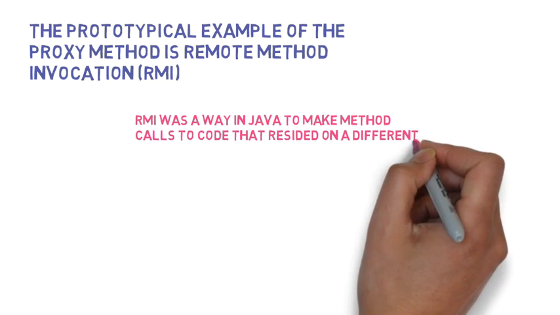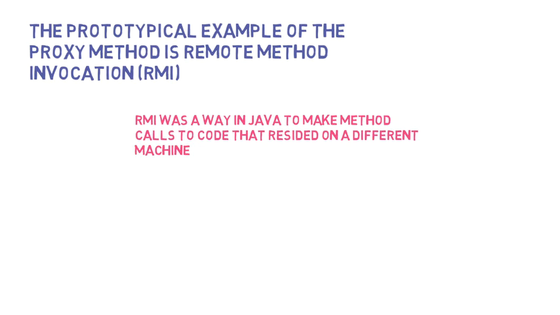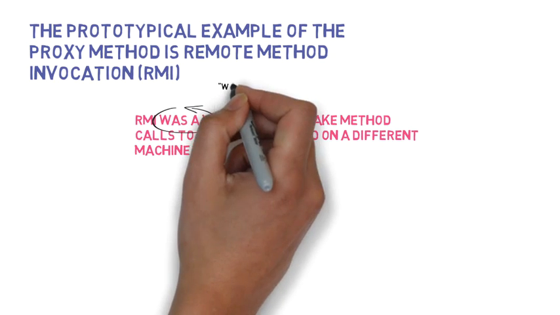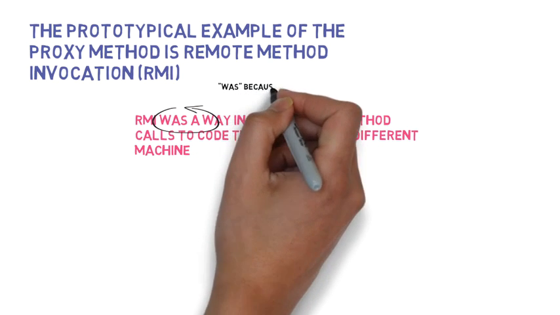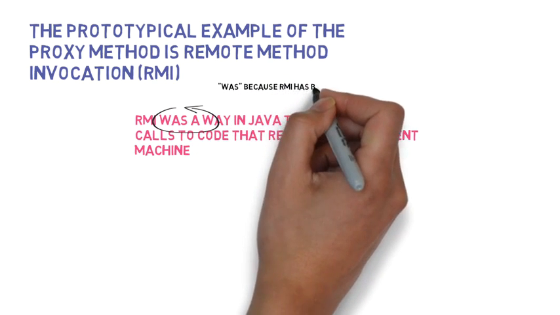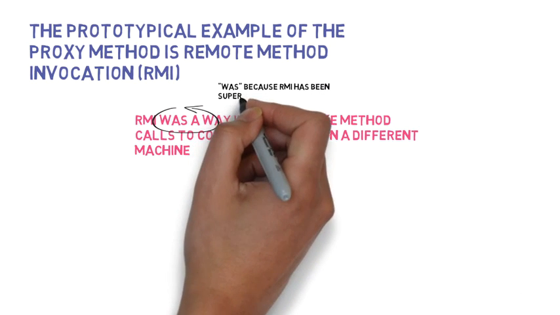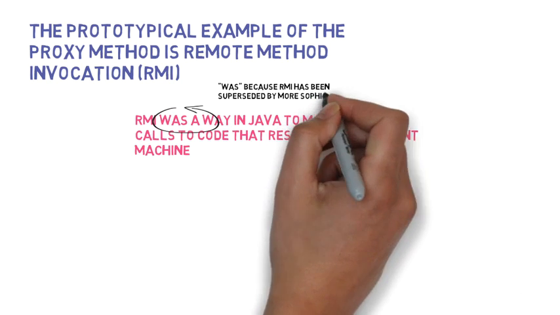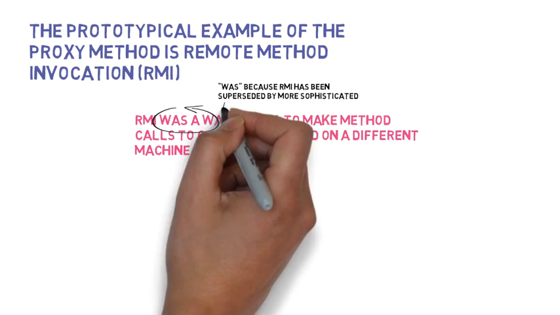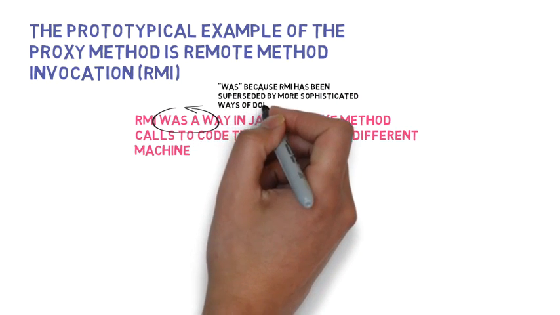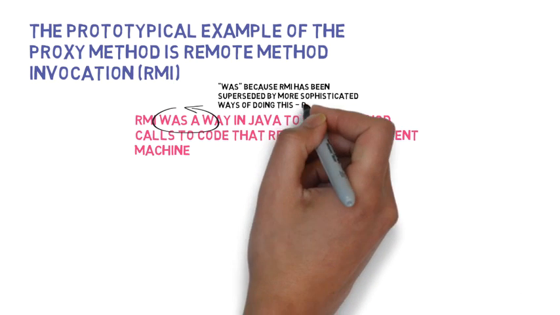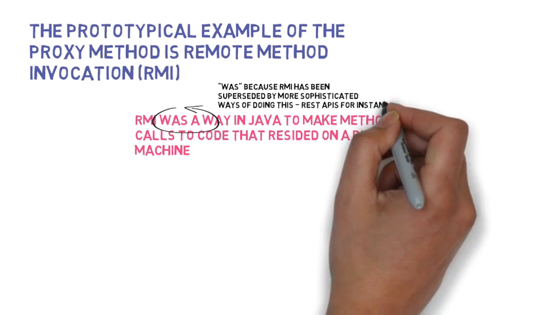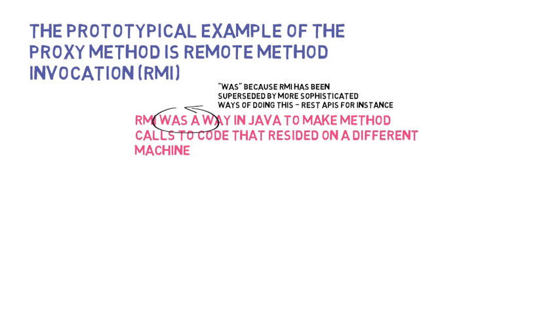This was a big deal back in the 90s. Now, when we program, we assume that the server and the client will live on different machines. We assume that processing will be split across multiple machines. But when RMI came in, it was pretty revolutionary. I say was a way in Java because RMI has now been superseded by much more sophisticated ways of doing things, for example, REST APIs. That's a way of invoking code on a different machine.